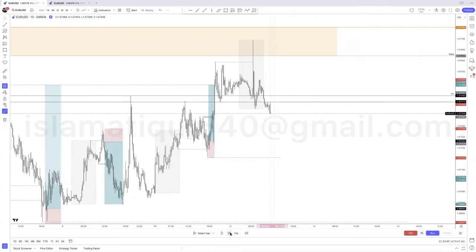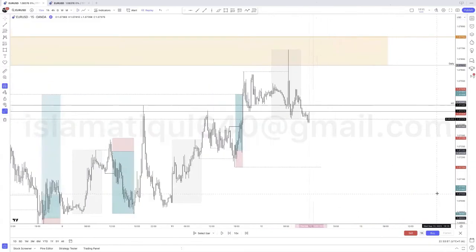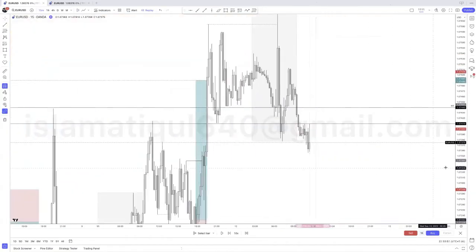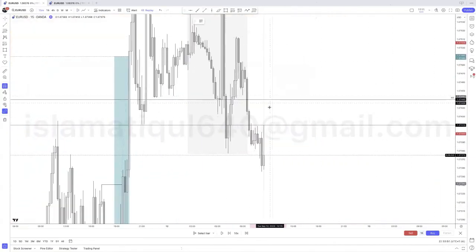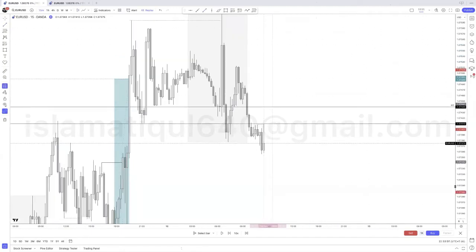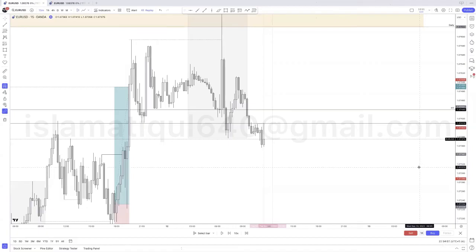Yeah, can see a rejection. Can see a rejection, and we can even see a little sweep of the high. That's what I told you. Asia, like London, will do some type of manipulation. It doesn't have to always be the Asian high or the low. It could even be a short-term high like this.